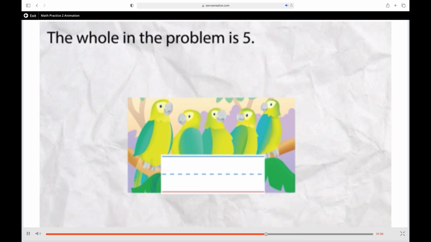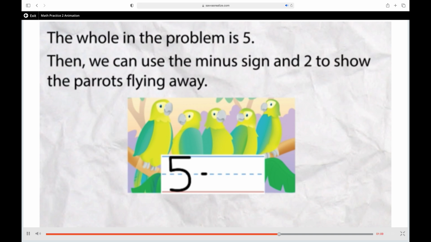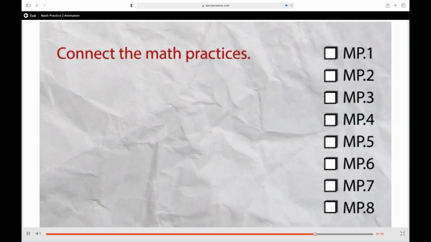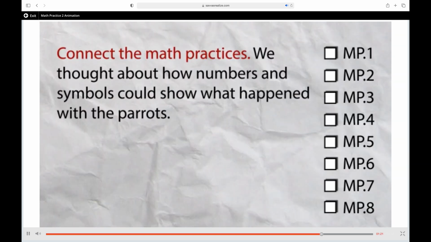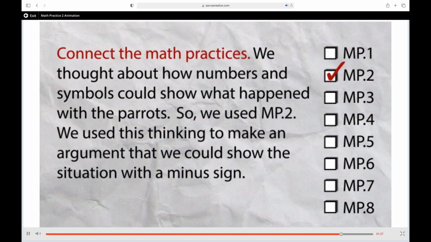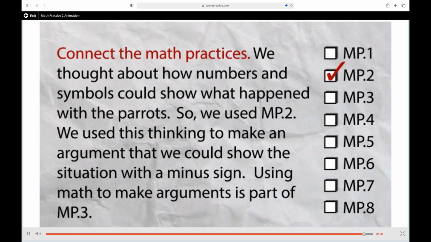The whole in the problem is 5. Then we can use the minus sign and 2 to show the parrots flying away. We can write what happened with these numbers and symbols. 5 minus 2. Connect the math practices. We thought about how numbers and symbols could show what happened with the parrots. So we used MP2. We used this thinking to make an argument that we could show the situation with a minus sign. Using math to make arguments is part of MP3.